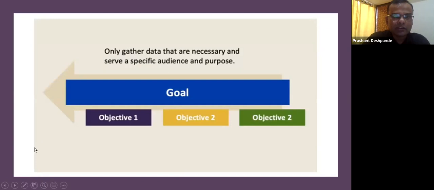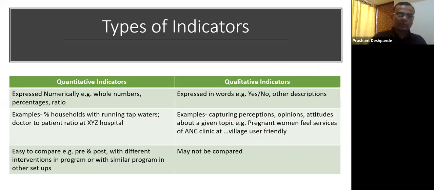Once again, many times we gather so much data that we do not use. So in this module, they have said only gather the data that is necessary and which will serve a specific audience and a purpose. So let us see quickly the types of indicators. There are various types, but what we're going to see here are quantitative indicators and qualitative indicators.